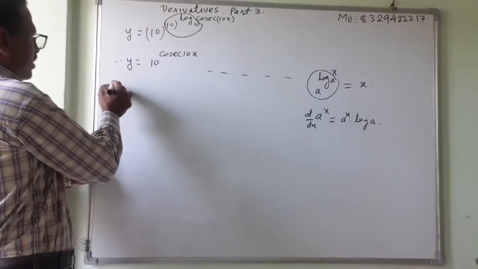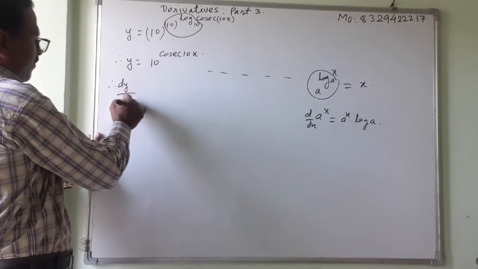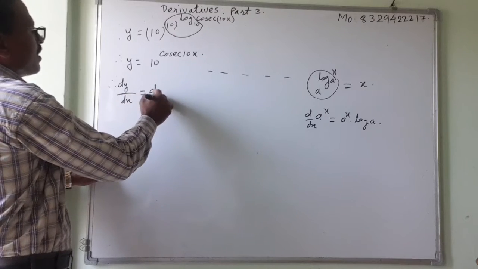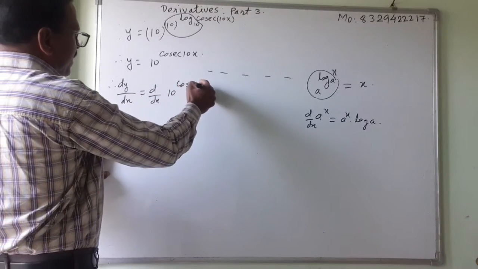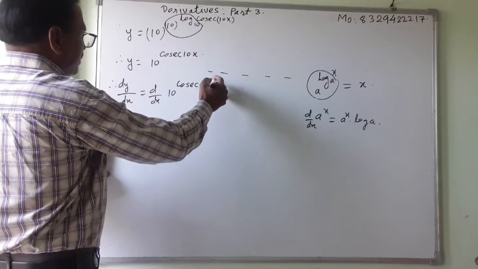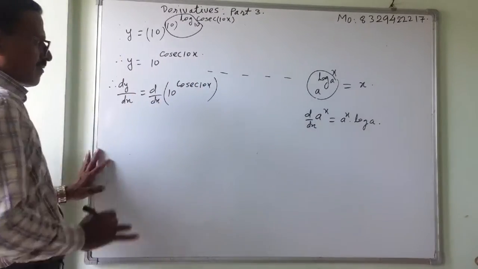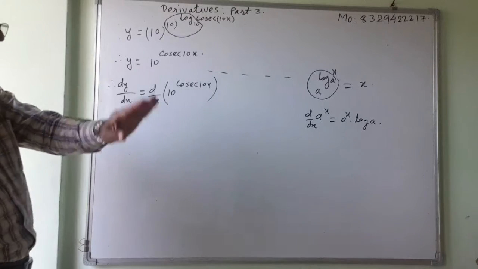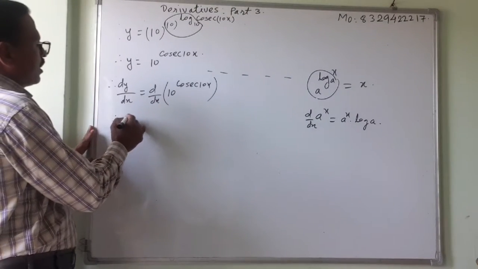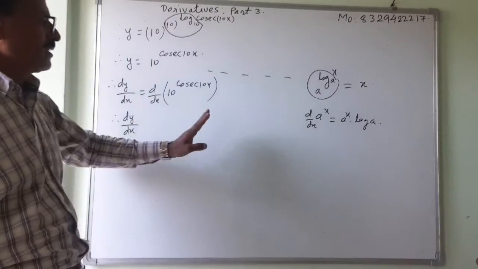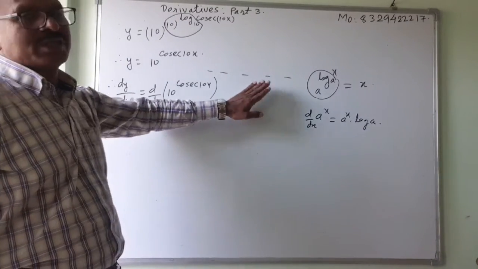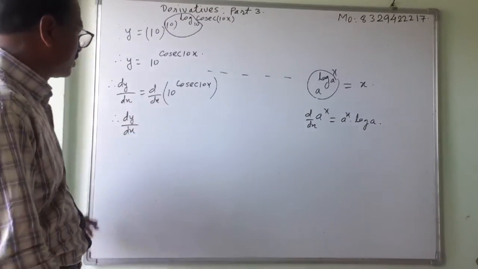So therefore dy by dx, first step d by dx of 10 raised to cosec 10x. I am writing this, I am going to take the derivative. Therefore dy by dx, here you have to give the reason. I am not giving the reasons. Differentiating with respect to x on both the sides.